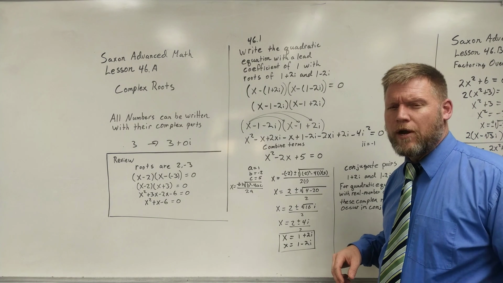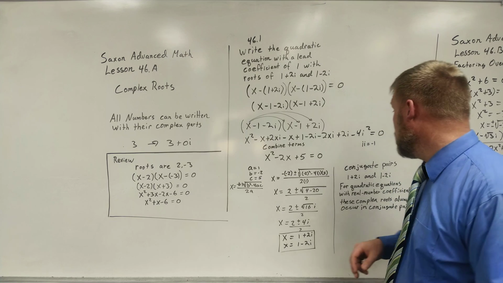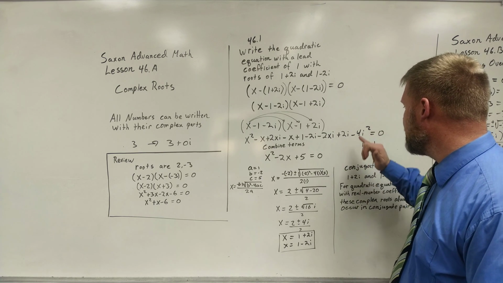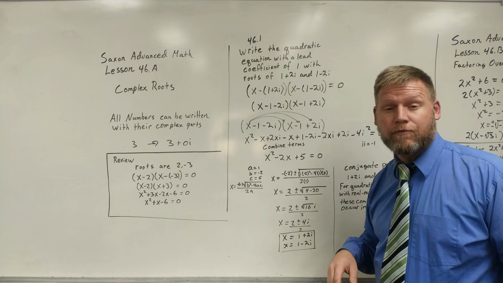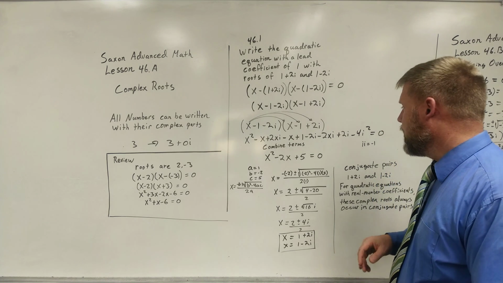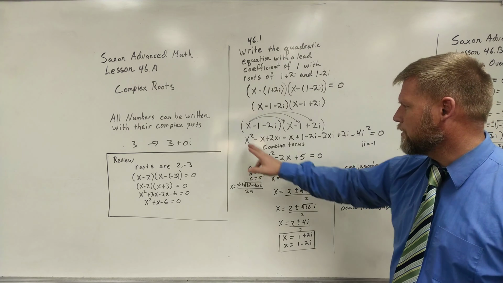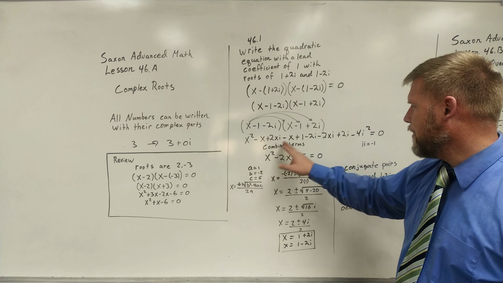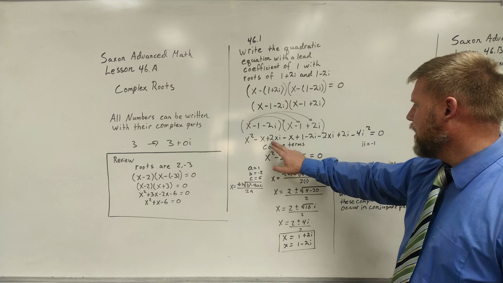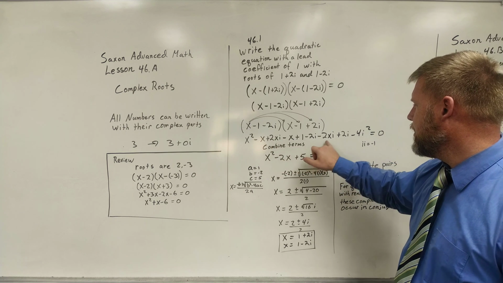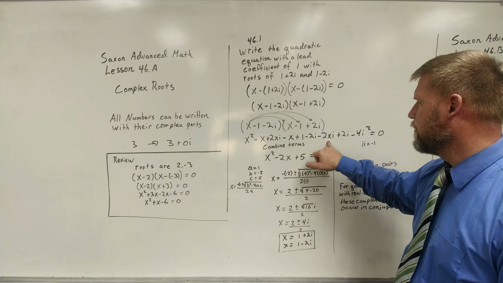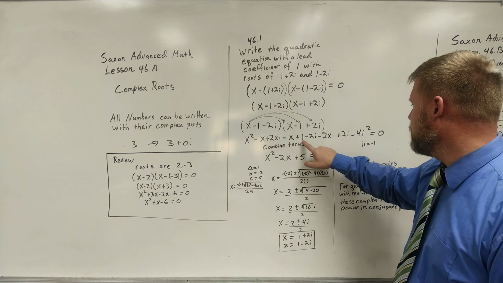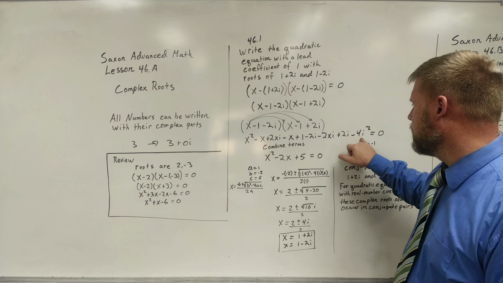And that is i squared, which gives me a negative 1. And when I say a negative 1 times a negative 4, that gives me the positive 4. Then I start combining my like terms. The x squared comes down. Negative x and negative x is a negative 2x. A positive 2xi and a negative 2xi, that's gone. And then I have a positive 1 and a positive 4.